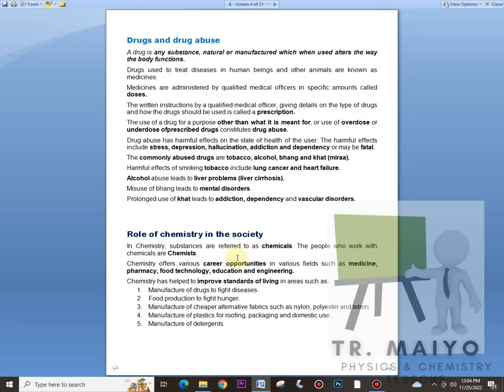Today, if you just take a sip of alcohol, just a sip, then you don't do it again, you will never have the addiction. But take it continuously, you will have addiction. And it is always difficult to stop whatever you have started. Harmful effects of smoking tobacco, specifically lung cancer and heart failure. Alcohol, on the other side, you will develop liver cirrhosis and all the problems associated with the liver.